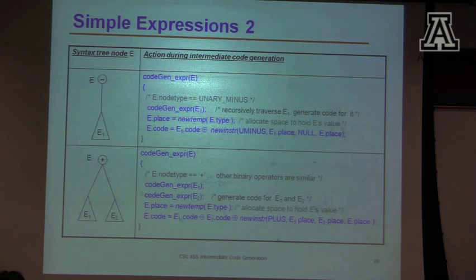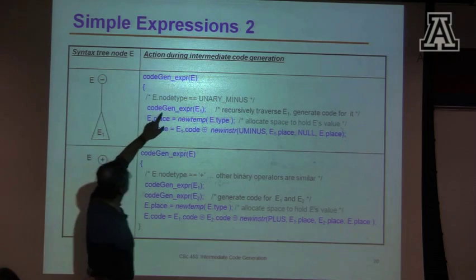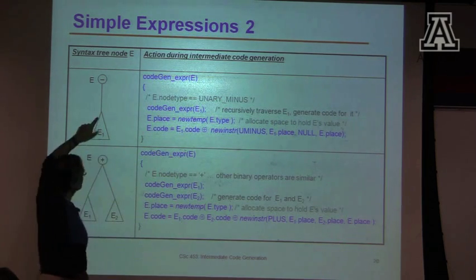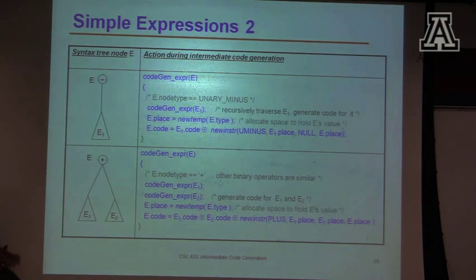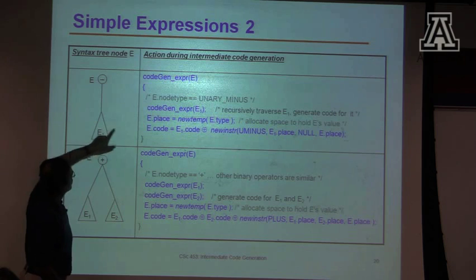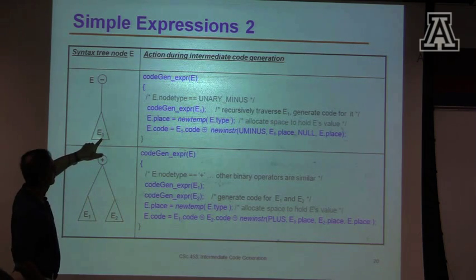Let's do some simple expressions. Unary minus. So what do we do? This node's type is unary minus. Well, again, post-order traversal, right? Traverse the children, generate code, come back up, generate code for me. So I generate code recursively for E1.